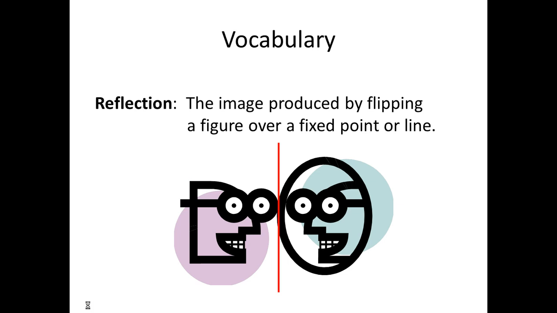So a little vocabulary here. A reflection is an image produced by flipping a figure over a fixed point or a line. So you're going to get the mirror image of the point or the figure.